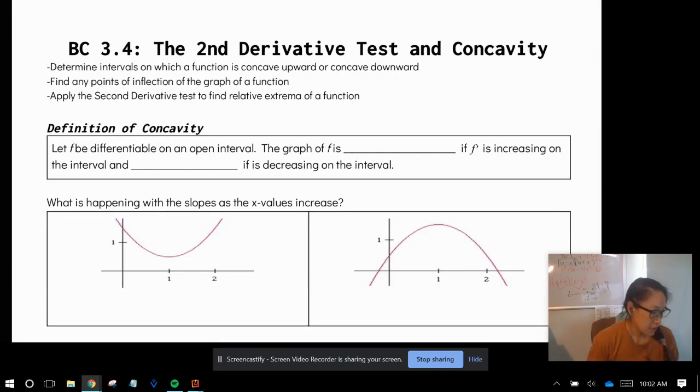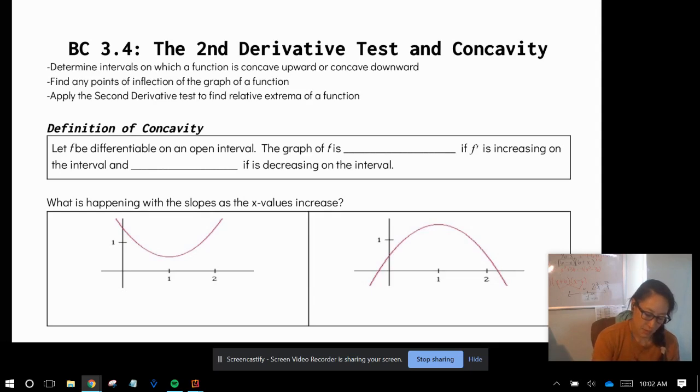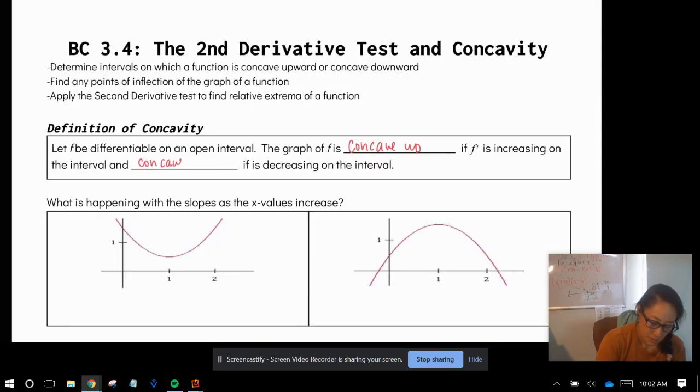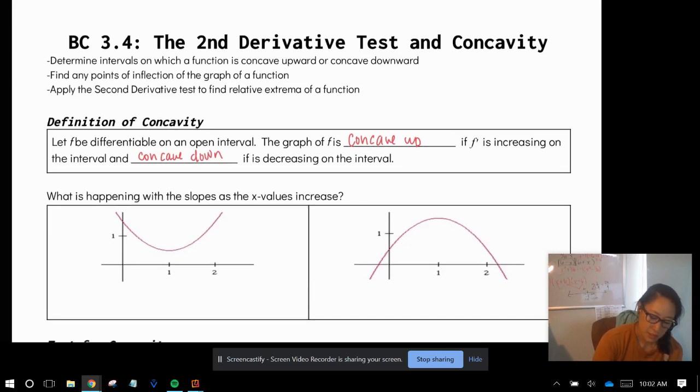First, the definition of concavity: we let f be differentiable on an open interval, and the graph of f is concave up if f prime is increasing on the interval, and concave down if f prime is decreasing. Here is a picture of this.